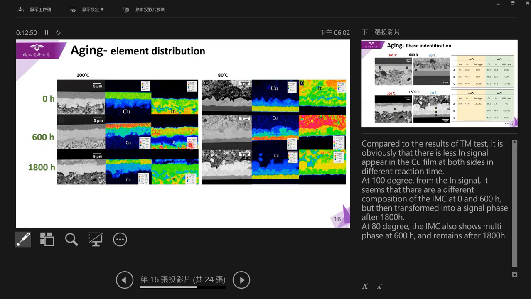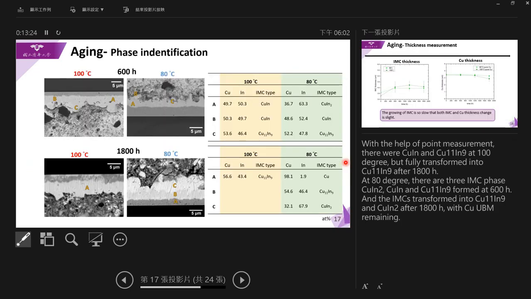Compared to the result of the TM test, it's obvious that there is less indium signal in the copper layer at both sides at different reaction times. At 100 degrees, from the indium signal, it seems that there is a different composition of the IMC at 0 and 600 hours, but then it transforms into a single phase after 1800 hours. At 80 degrees, the IMC also shows multi-phase at 600 hours and remains so at 1800 hours.